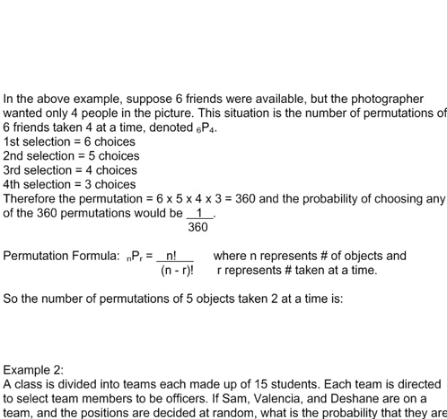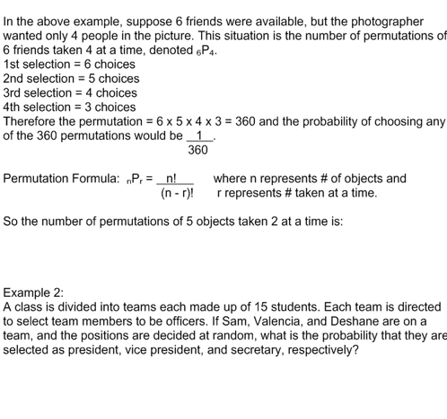Okay, so we move on down and we talk about, in the above example, what if we move it up from 4 people to 6 people? Now we're getting into a permutation where this is how it's noted, where it's 6 people, but you're only going to choose 4 because the photographer only wants 4 people in the picture. So the first time you choose, you have 6 choices. The second time you choose, you have 5. The third choice, you have 4. And the fourth choice, you only have 3 people left. Okay?